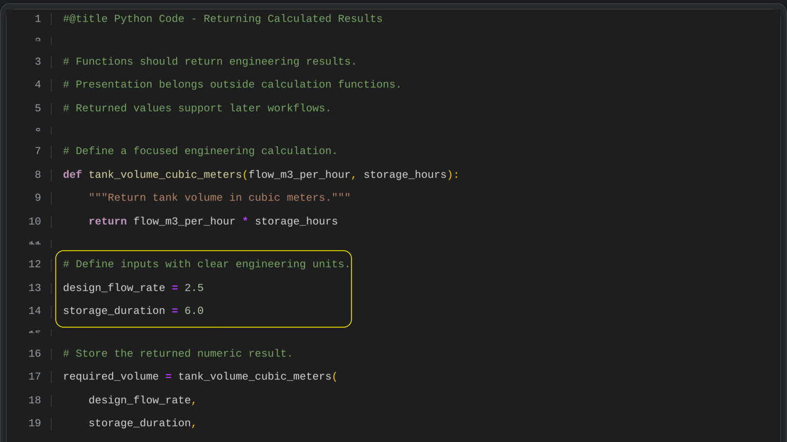The calculation begins by setting two key inputs with clear engineering units: a design flow rate of 2.5 cubic meters per hour and a storage duration of 6 hours. Together, these values define how much flow must be stored over time and directly determine the required tank volume.